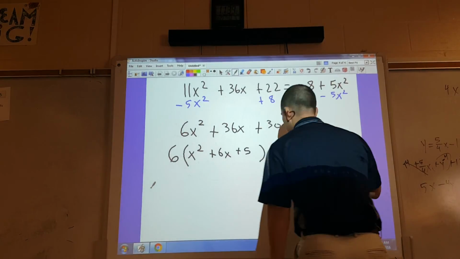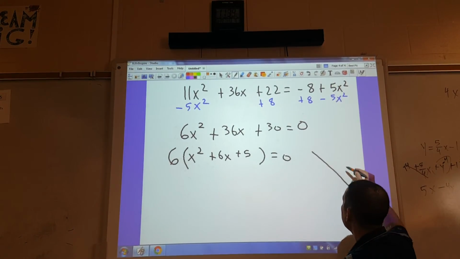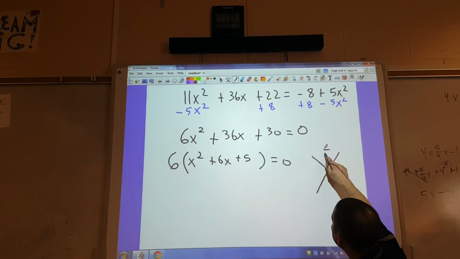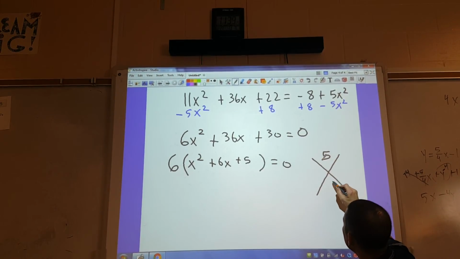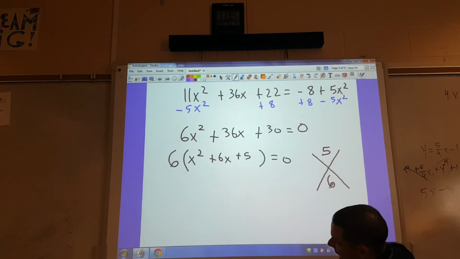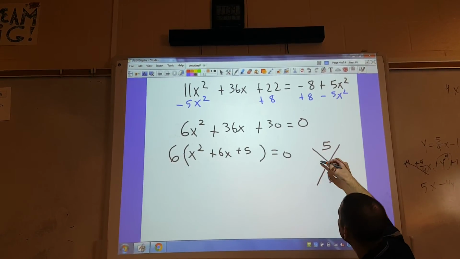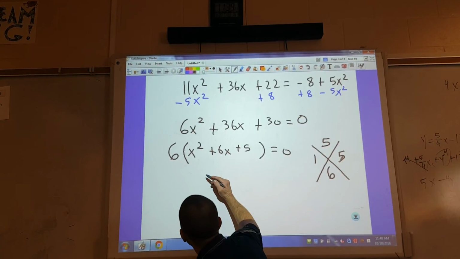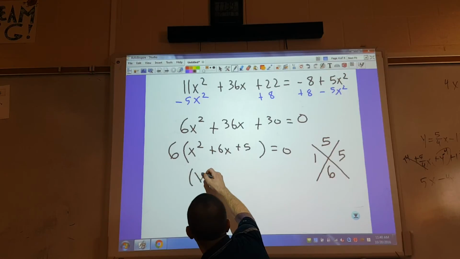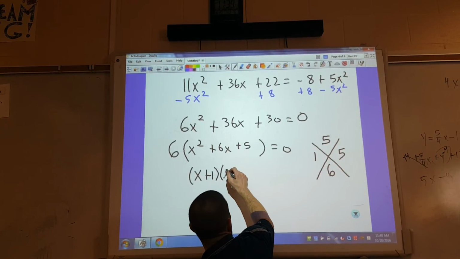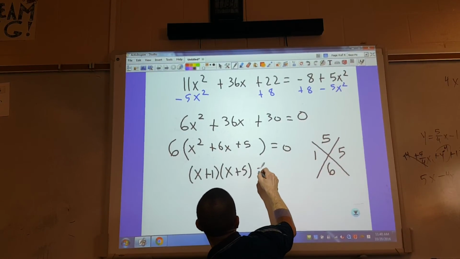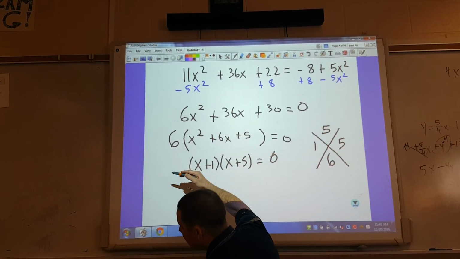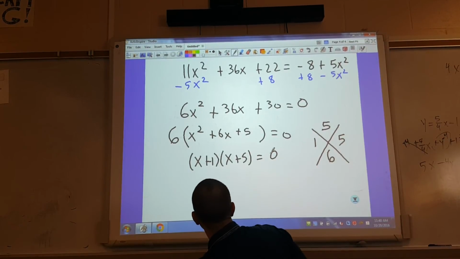So we'll use the diamond. Again, some of you might already see what the factorization of that looks like. Our a times c up top here is 5. Our b value on the bottom is 6. Two factors of 5 that add up to 6. 1 and 5. Good. 5 and 1. So we're ready to factor it. That would be x plus 1 times x plus 5 equals 0. I really don't need to bring the 6 down because it doesn't have an impact on our solution.